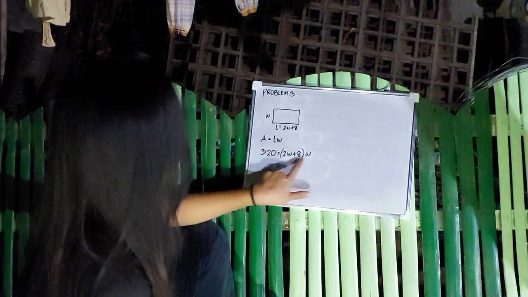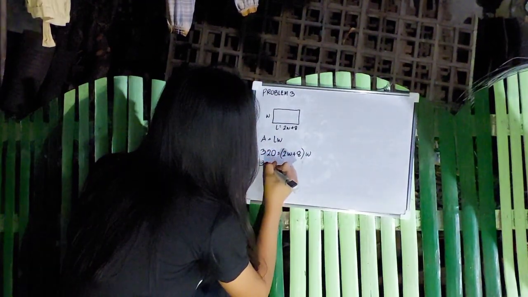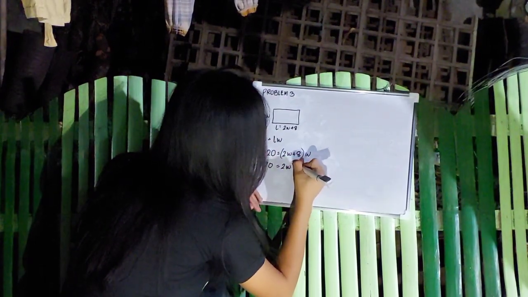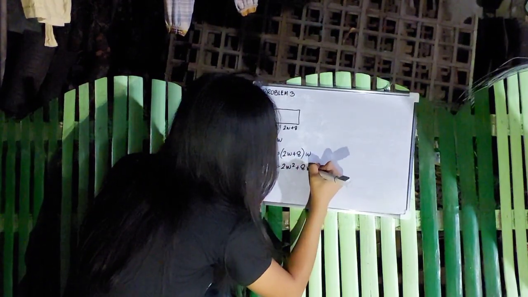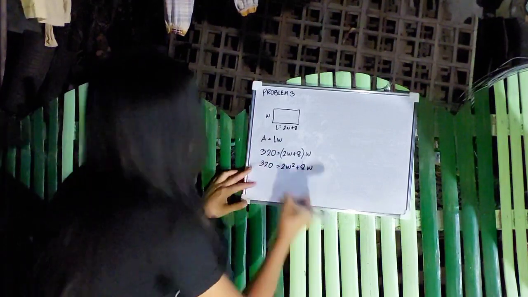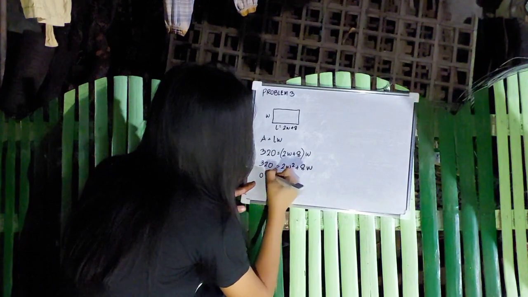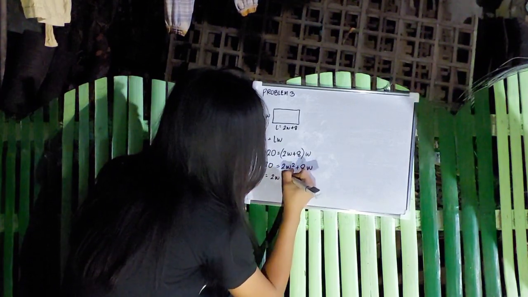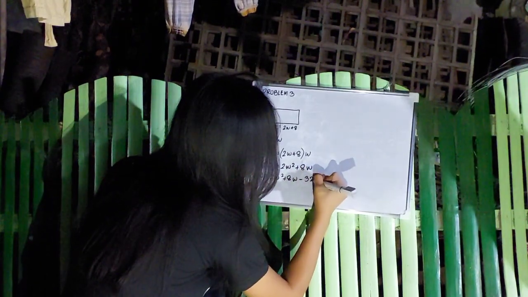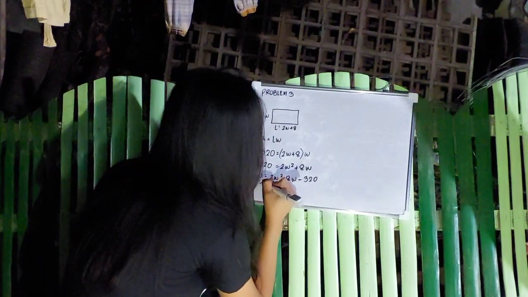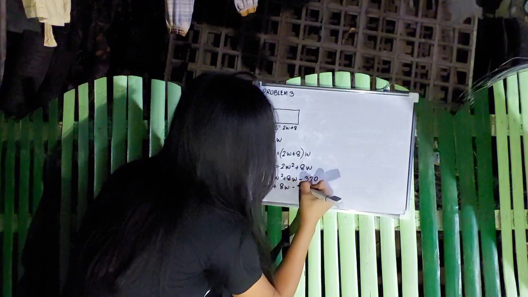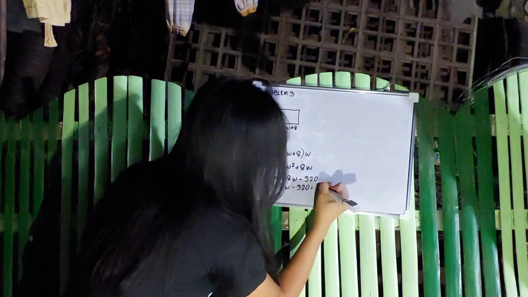Next, let us distribute. First, let us bring down the 320. Then let us distribute this. So 2w times w is equal to 2w squared plus 8 times w is 8w. So let us transpose the 320. So 0 equals 2w squared plus 8w minus 320. Let me just rewrite this: 2w squared plus 8w minus 320 equals 0.